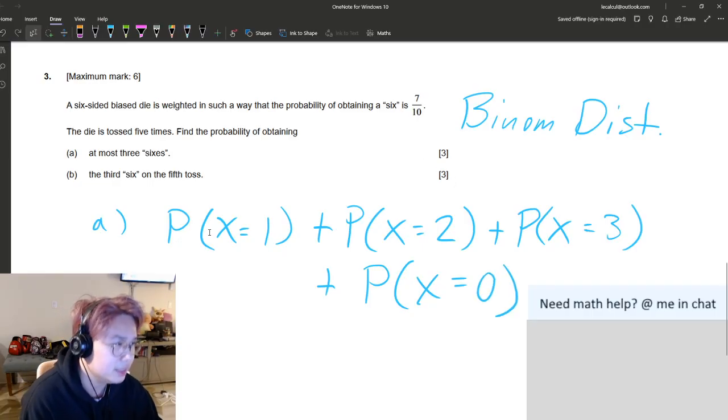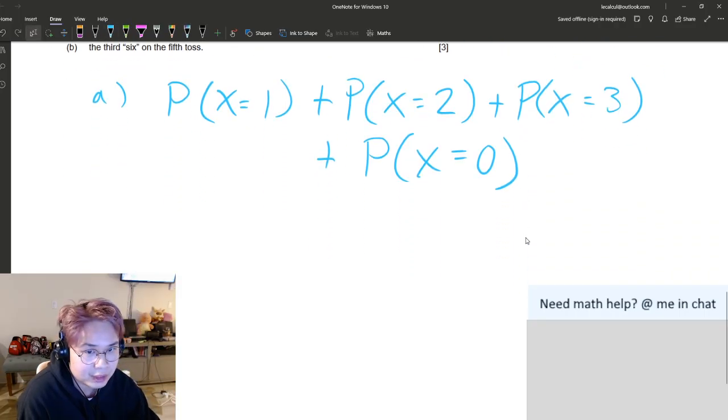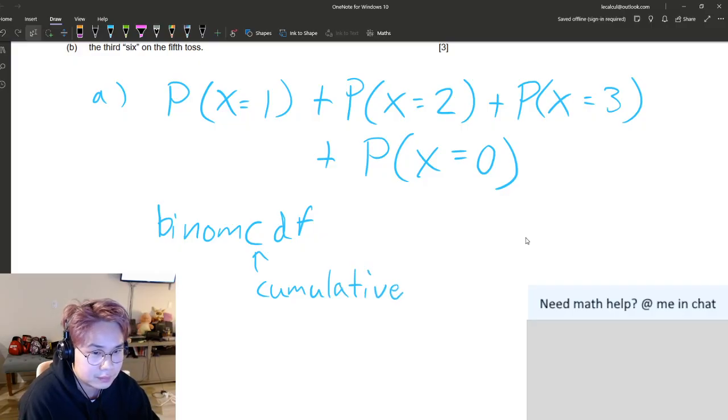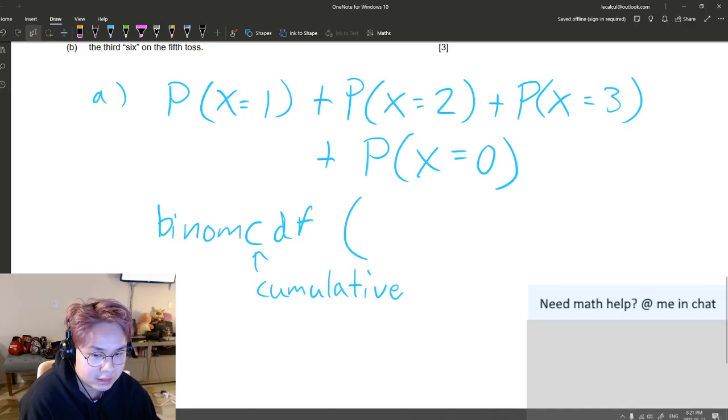So you can calculate each one of these individually, but of course, because we are adding up a successive amount, there's a more efficient function in your calculator called Binomial CDF, which is cumulative. And this is what we're going to use in the calculator.